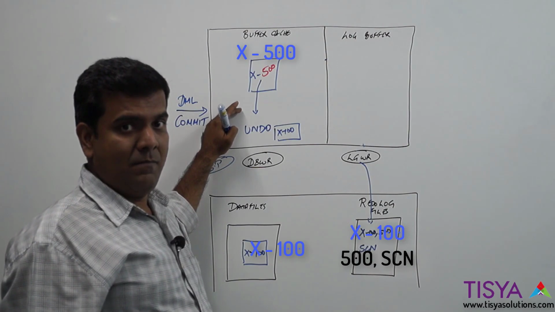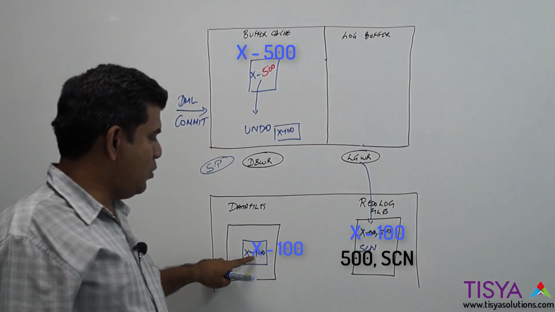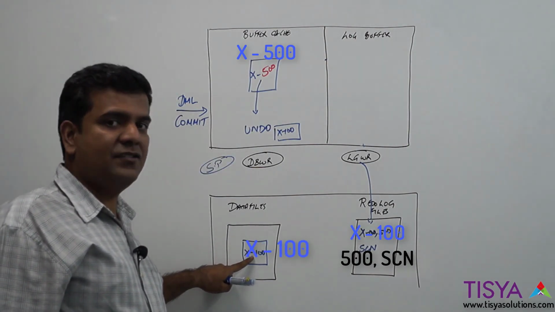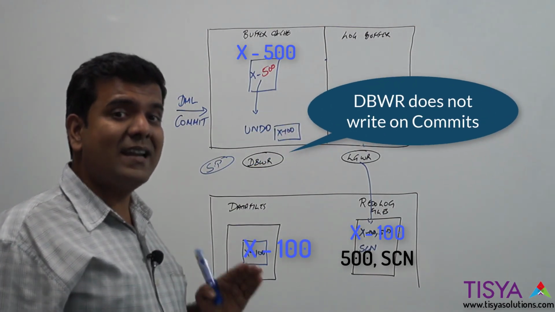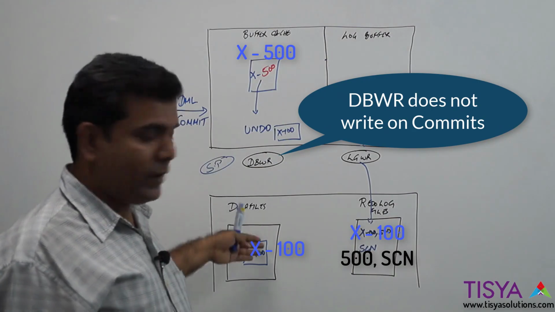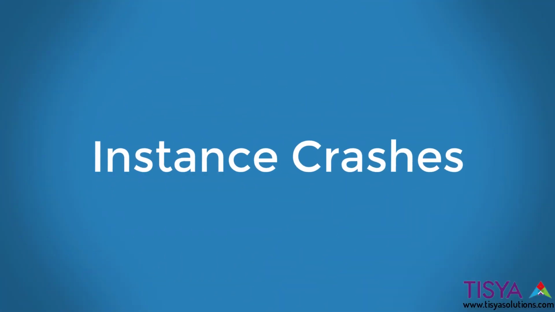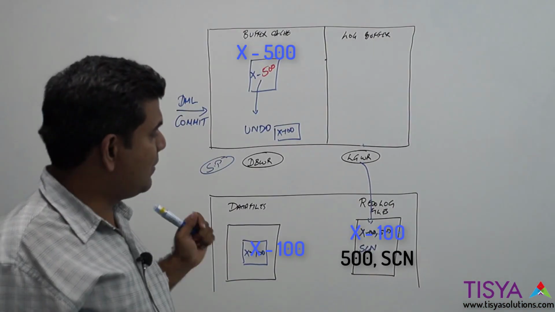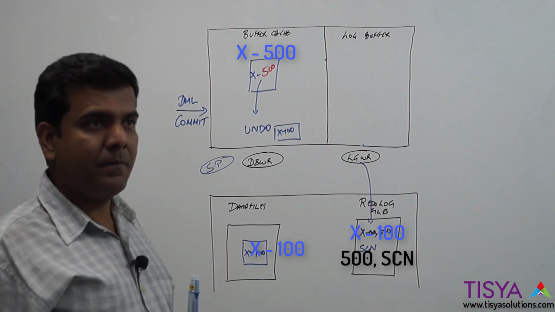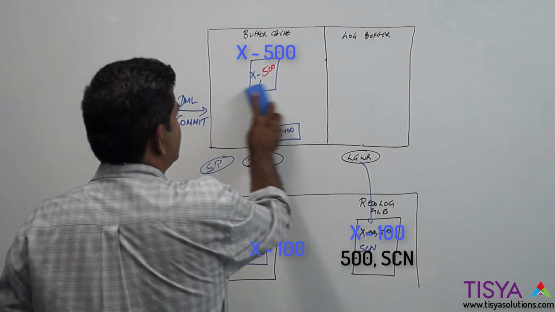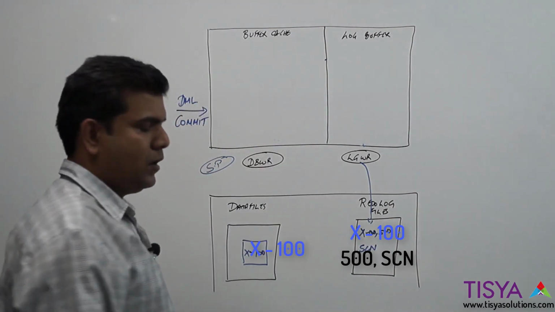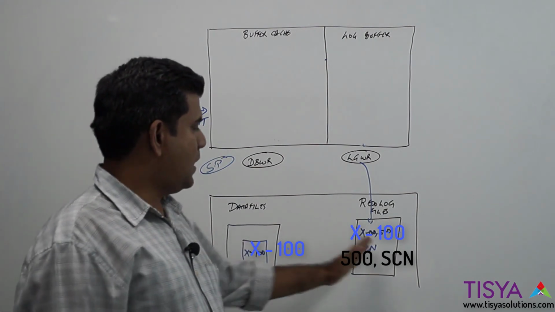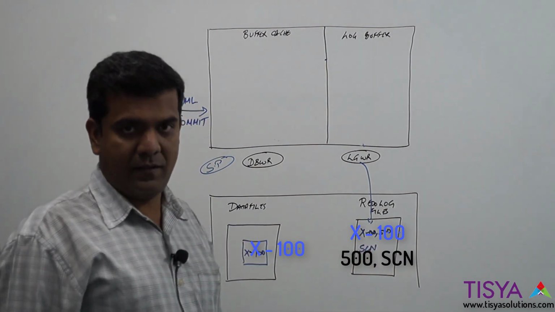But please note, the value in the data file is not yet changed. That will happen only whenever the DB writer writes. So it is not necessary for the DB writer to write whenever a commit is issued. Well, let's say at this point in time, my instance crashes. We have an unsynced database.